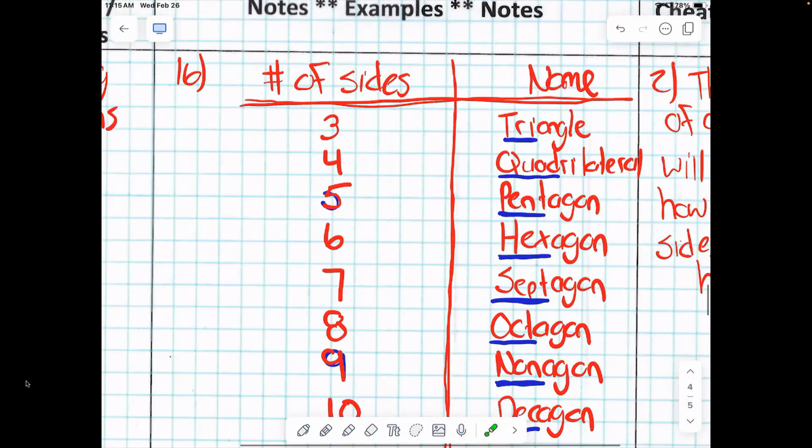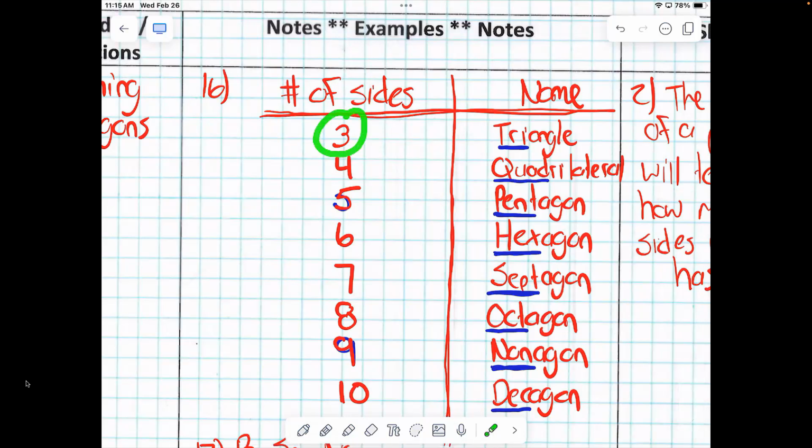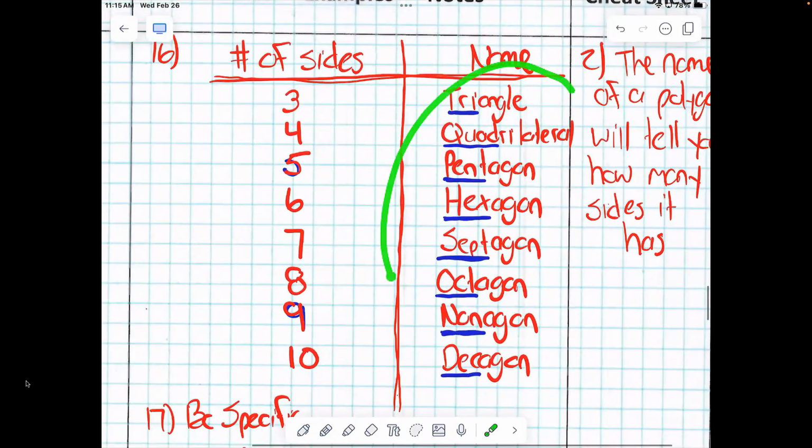Let's move down here. If you have a three-sided shape, what do we call that? Triangle. What does the word tri mean? Three. If you have a four-sided shape, what do we call that? Quadrilateral. What does quad mean? Four. If you have an eight-sided shape, what do we call that? Octagon. What does oct mean? 8. So the name of the shape of a polygon generally tells you how many sides it has.